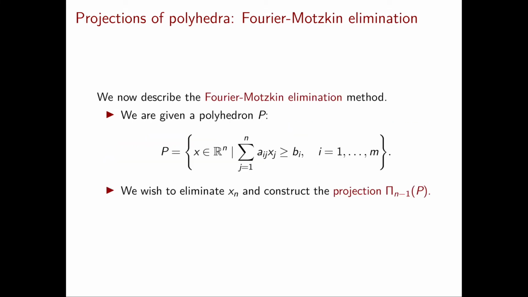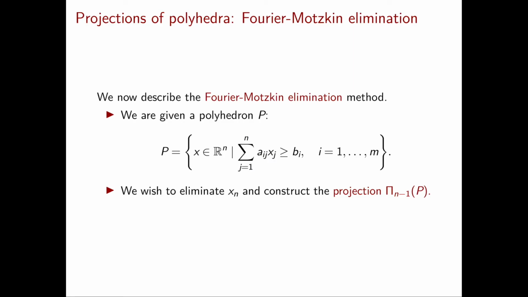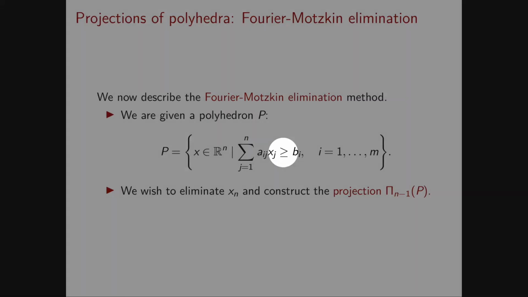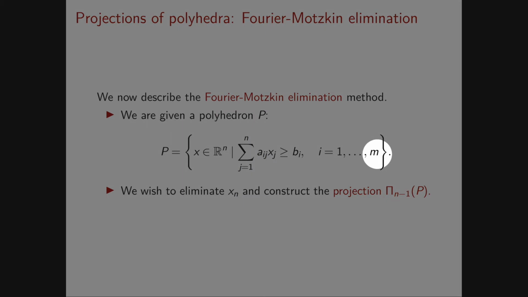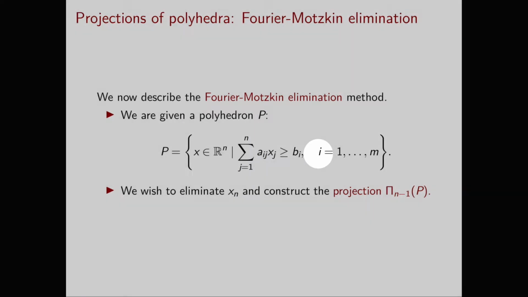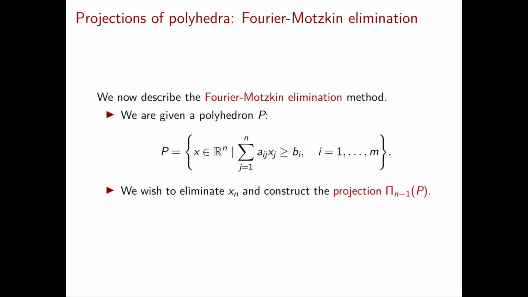So now let's see the details of the Fourier-Motzkin elimination method. This is a method that, given a polyhedron P, computes its projection onto R^(n-1). So we are given a polyhedron P in R^n, defined without loss of generality only in terms of inequalities of the form greater than or equal to. The notation we're going to use is that we have m inequalities indexed by i, and the ith constraint is the sum for j from 1 to n of a_ij x_j greater than or equal to b_i. To construct the projection onto R^(n-1), we essentially need to eliminate the variable x_n.